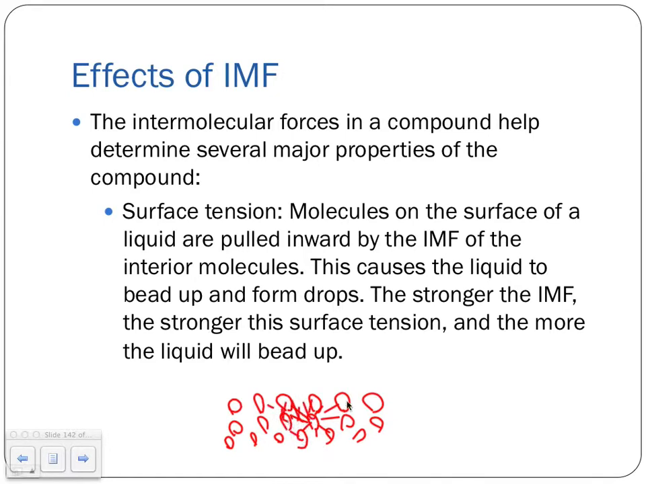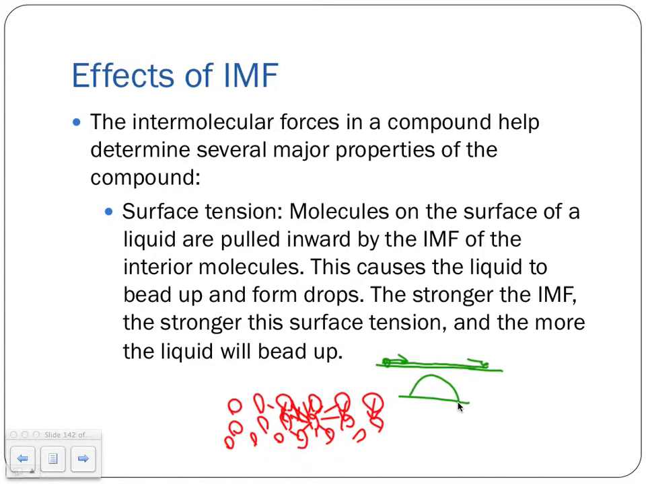Okay, they only get pulled downward, and so that means your surface molecules always get pulled into the liquid, and the stronger the intermolecular forces, the more tightly they get pulled into the liquid. And so what this does is, if you have a liquid that's laying flat on a surface, and my marker's not working all of a sudden, let's try that again. So if you have a liquid and you try to make it lay flat on a surface, what's going to happen is these molecules on the edge are going to pull inward toward the middle, and it's going to cause that liquid to try to bead up. And the stronger the intermolecular forces, the more it'll bead up.